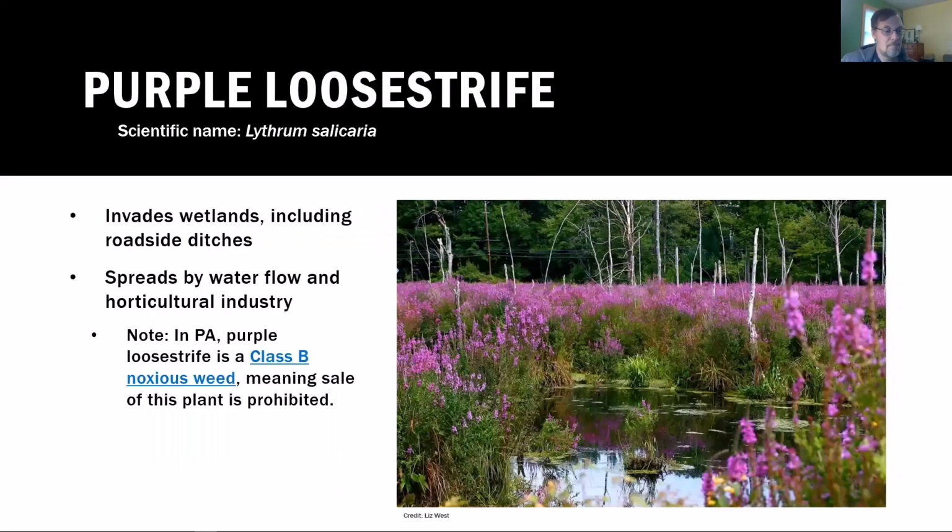Next slide. Purple loosestrife is as noxious as it is beautiful. It's a very distinctive plant. It grows in wetlands, and it's a tall plant up to 2 meters or more tall, and it has these spikes of bright purple flowers. It's almost always in wetlands, occasionally in uplands, and it can grow in very dense thickets like this.